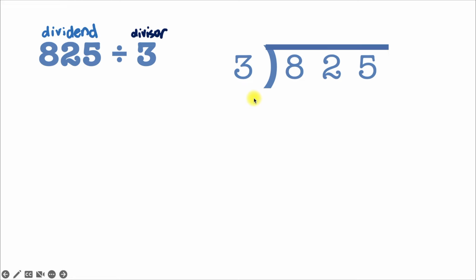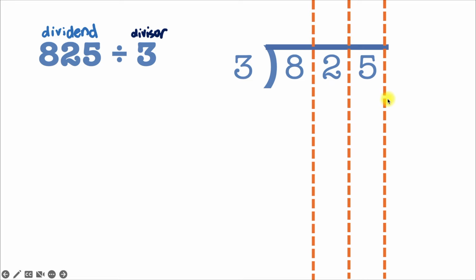Another thing I tell my students to do, because a very common mistake is students writing their numbers in the wrong columns, what I recommend they do is draw lines between their columns. This is just to make sure their work is done neatly and they're more likely to get the answer correct.